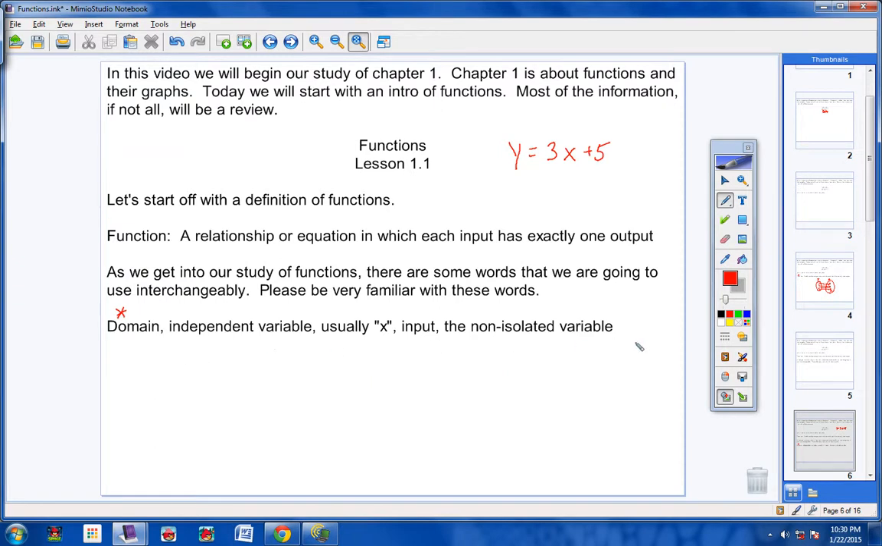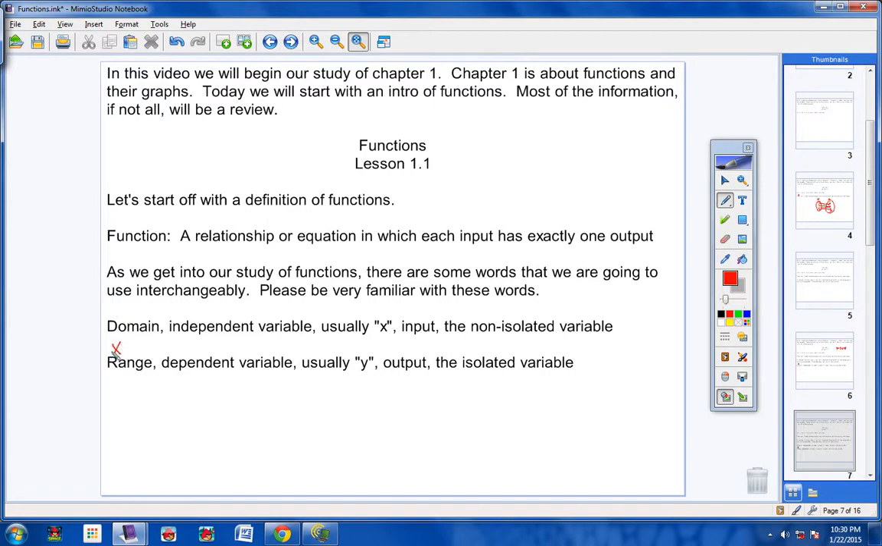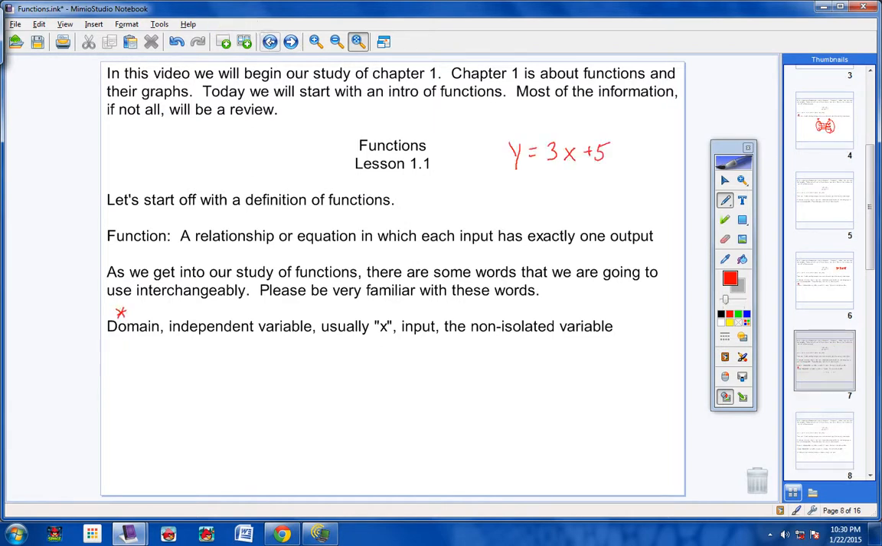Please make note of all of these. We're going to use these 5 words or phrases interchangeably: domain, independent variable, x, input, the non-isolated variable. Now copy these words down too. We're going to use these interchangeably: range, dependent variable, usually the y, output, isolated variable. Notice how they're different. Independent, this one's dependent. Input, this is output. Non-isolated, isolated. Usually x, usually y. Okay, domain, range.